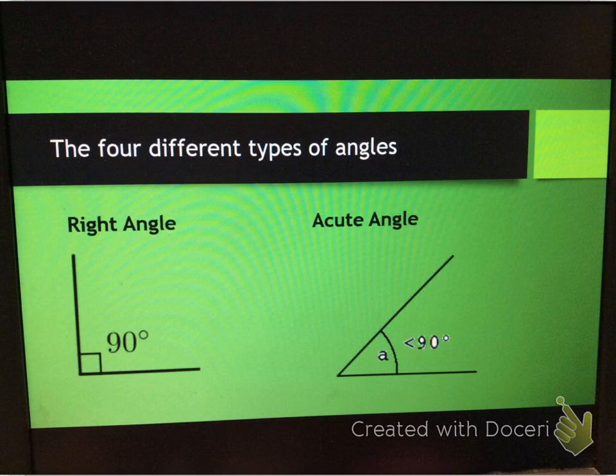There are 4 different types of angles we will discuss: right, acute, obtuse, and straight. A right angle is an angle that forms a square corner at 90 degrees. Many times, a small square will be present if an angle is 90 degrees. Acute: an angle that opens less than a right angle, or less than 90 degrees.